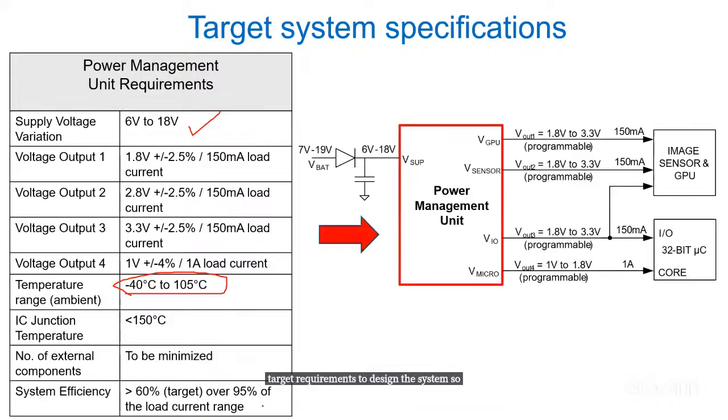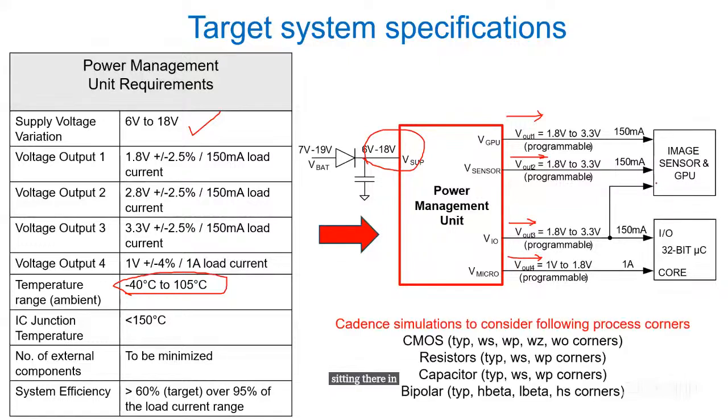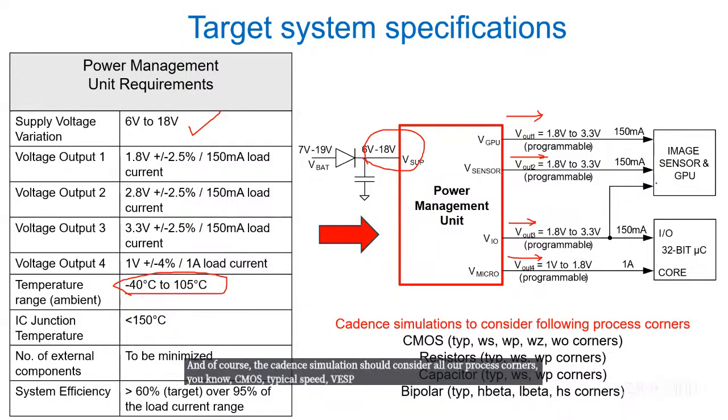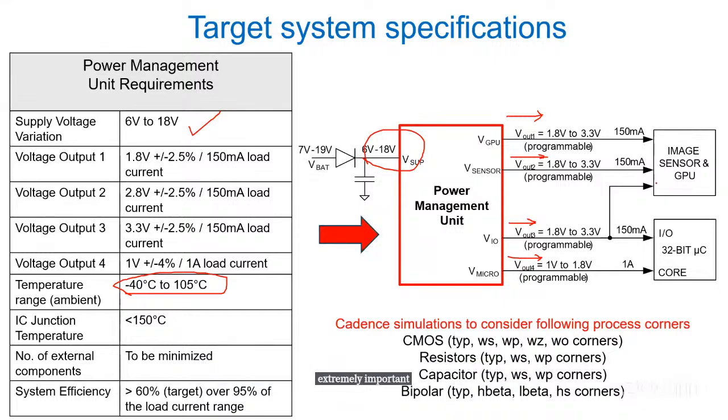So in short, the way this power management unit would look like is getting from the V supply of 6 to 18 volts and delivering these 4 supply voltages to some of these systems where you have image sensor or GPU, or it can be your transceiver, 5G transceiver, or a 32-bit microcontroller that's sitting there in the application. And of course, the Cadence simulation should consider all our process corners, CMOS typical, slow speed, fast power, resistor, capacitor corners, bipolar corners, all of them are extremely important to design the entire chip.